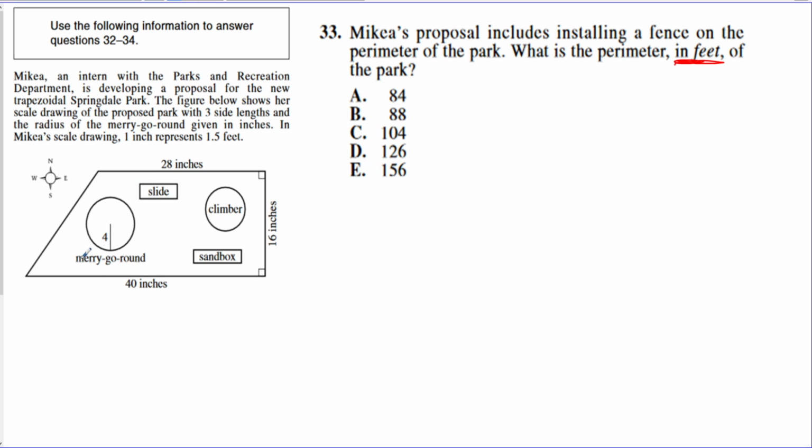Okay, so the first thing I need to do is find the perimeter in inches because that's all the information I have, right? So I know that I'm going to do 40, which is the bottom side, plus 16, plus 28, plus, oh no, I'm missing a side, right? So we have to do a little work. Really, the work of this problem is figuring out what this side is, and then we'll have to convert it to feet, right? So here's what we're going to do with this problem.